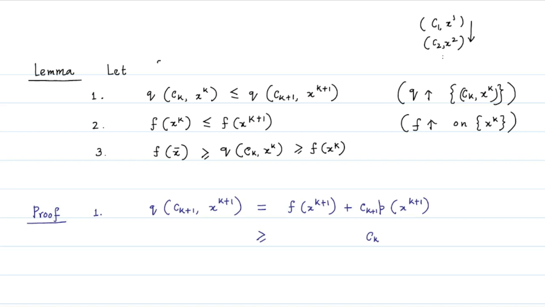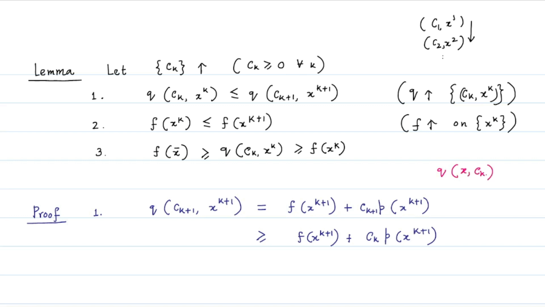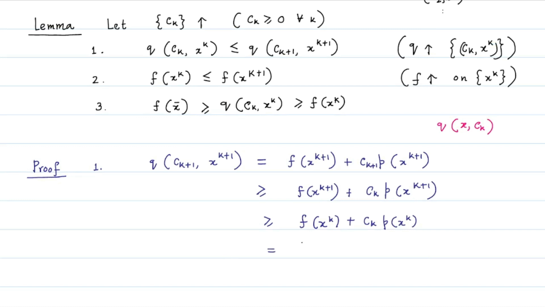I missed writing: let the sequence be increasing, and all these numbers ck, as they are interpreted as penalty parameters, are all greater than or equal to 0. Then you notice that as p xk plus 1 is a non-negative quantity, and as we have ck plus 1 greater than or equal to ck, we simply have greater than or equal to ck times p xk plus 1 added to f xk plus 1. Now, due to the definition of xk, xk is the exact minimizer of the function q x, ck, and therefore you have greater than or equal to f xk plus ck times p xk, and that is your q ck, xk. So you are done with the first result, that this is true.